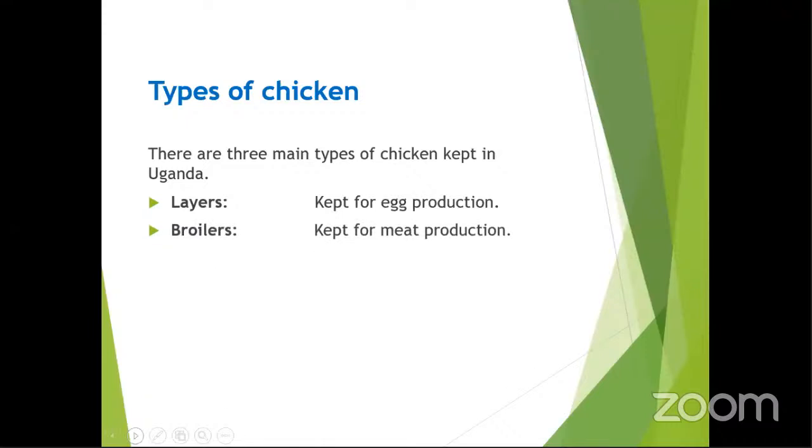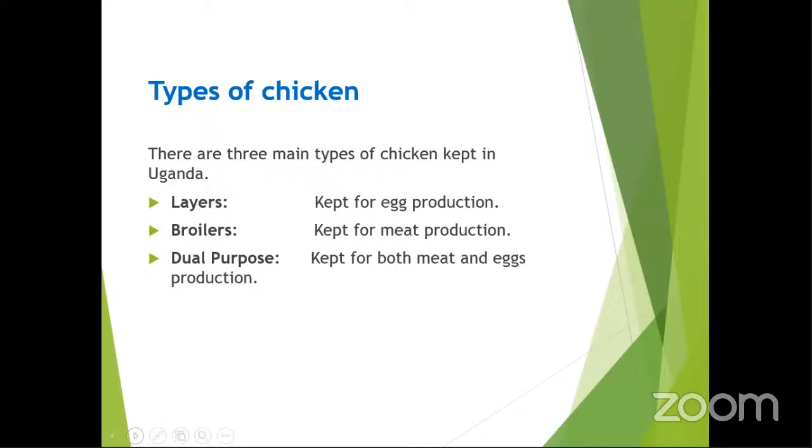We also have the broilers. The broilers are kept for meat production. And then lastly, we have the dual purpose. The dual purpose, these ones are kept for both meat and egg production. As simple as that.